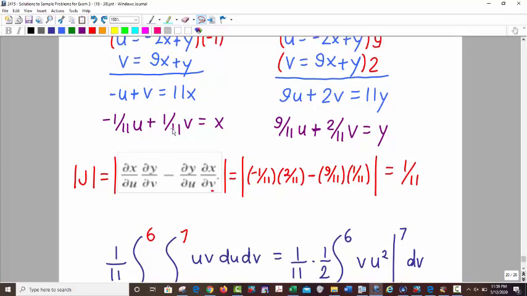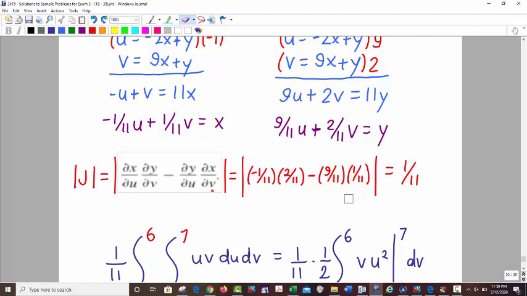So, partial x with respect to u would be negative 1 over 11. Partial of y with respect to v will be positive 2 over 11. And then partial of y with respect to u will be 9 over 11. And then partial of x with respect to v will be 1 over 11. So essentially we have negative 2 over 121 minus 9 over 121, which is negative 11 over 121. Now the Jacobian reduces to negative 1 over 11.